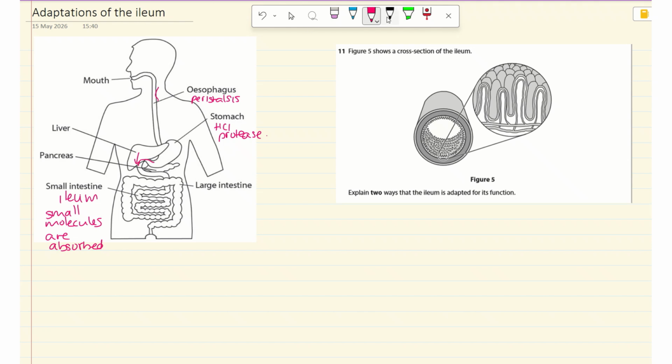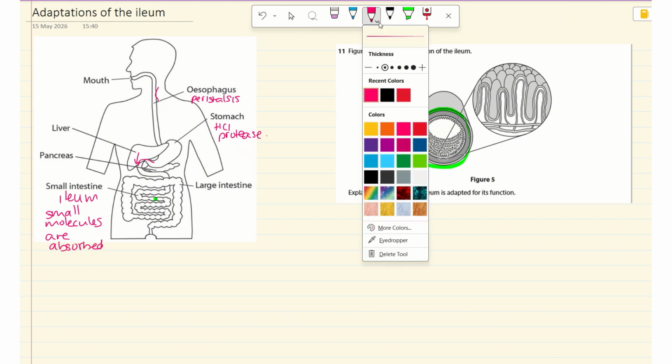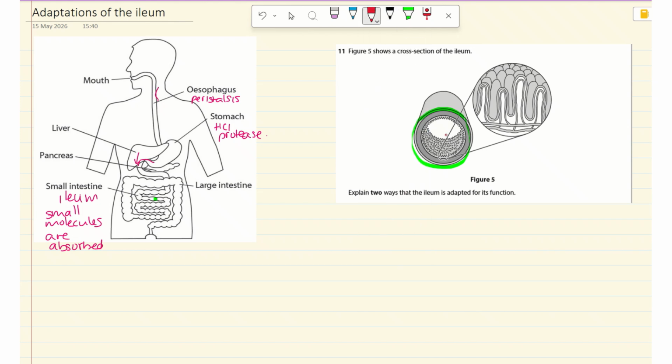At the moment we just see the ileum as this tube, but if we took the ileum and we looked at a cross section of it, we would see this structure here. The space in the middle where food can go is called the lumen. So this space in the middle, all of this space in the middle, the space where the food can go, is called the lumen.